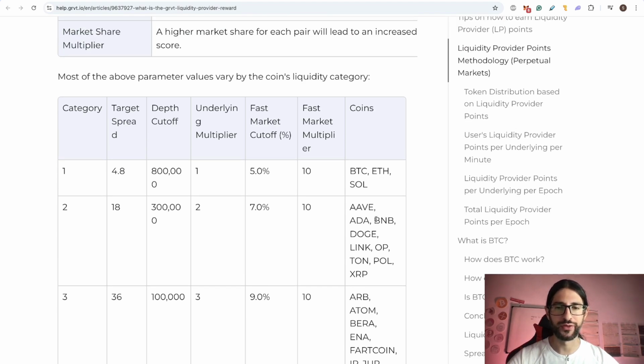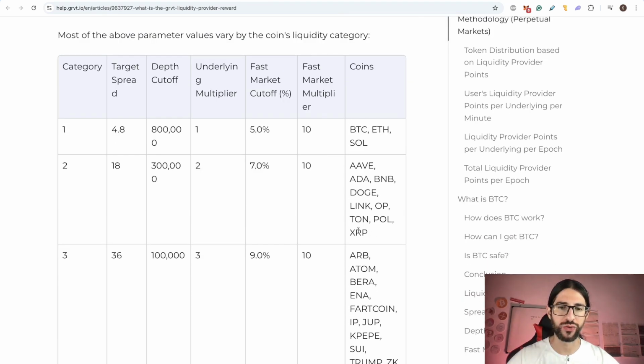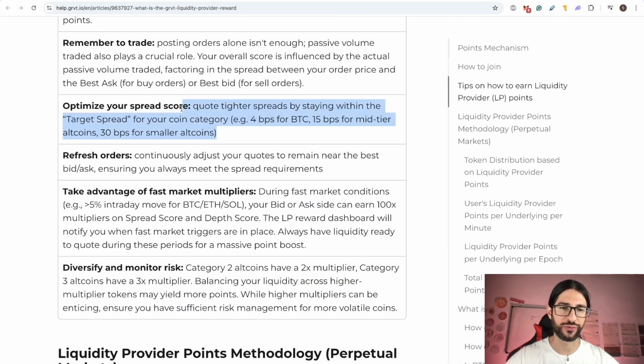This basically means that these tokens are more risky to trade than Bitcoin, Ethereum and Sol. That is why you are going to receive this fast market cutoff. This is 9%. And most important, you have the underlying multiplier. For this category, you will have a 3 multiplier, 2 multiplier for this, and basically 1 for BTC, Ethereum and Sol, which are of course more stable tokens that you can trade. And the target spread is what we mentioned before, 4, 8, 18 and 36. That also depends on the category. That is what we just mentioned here.